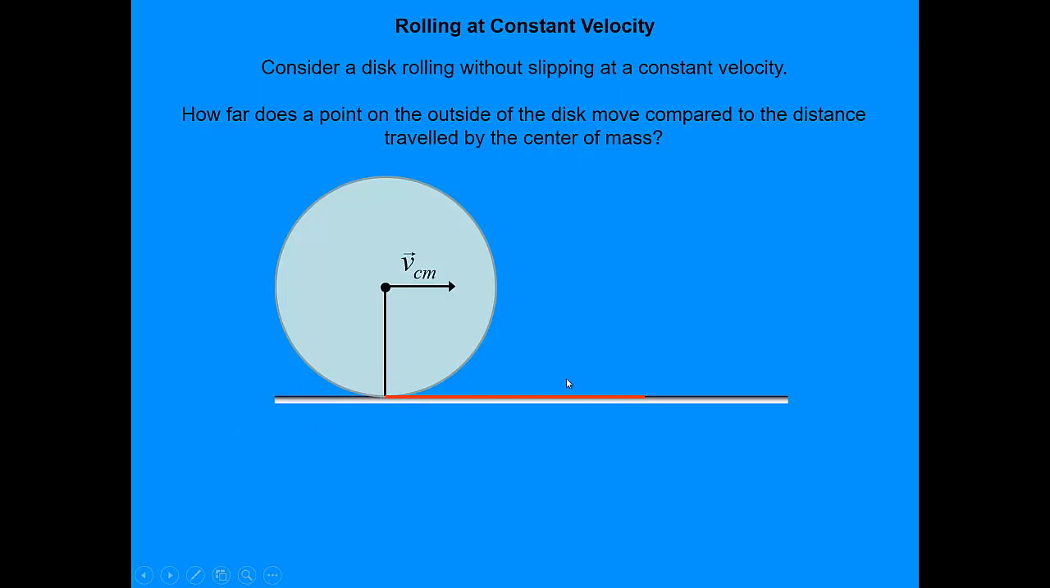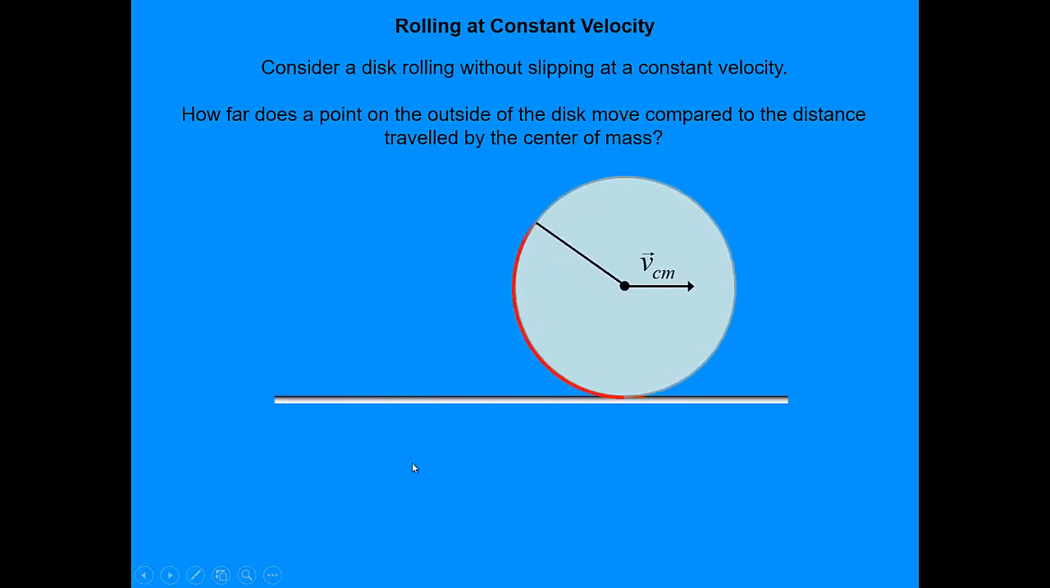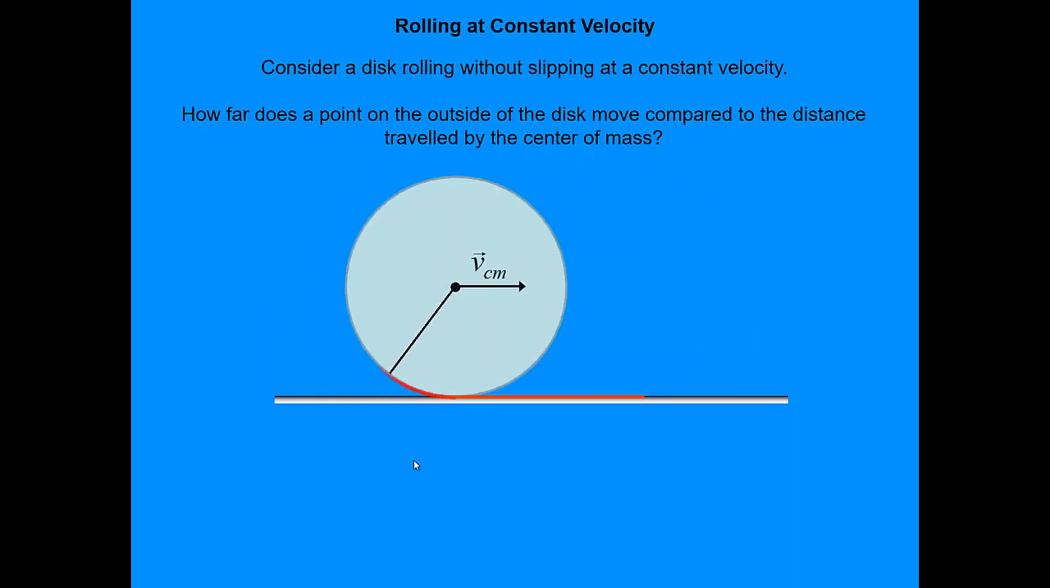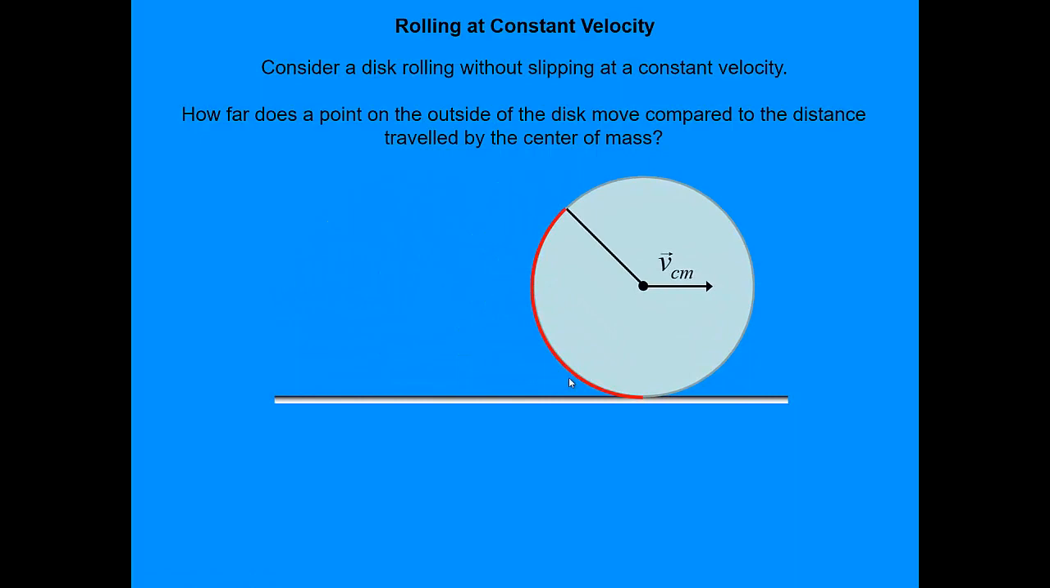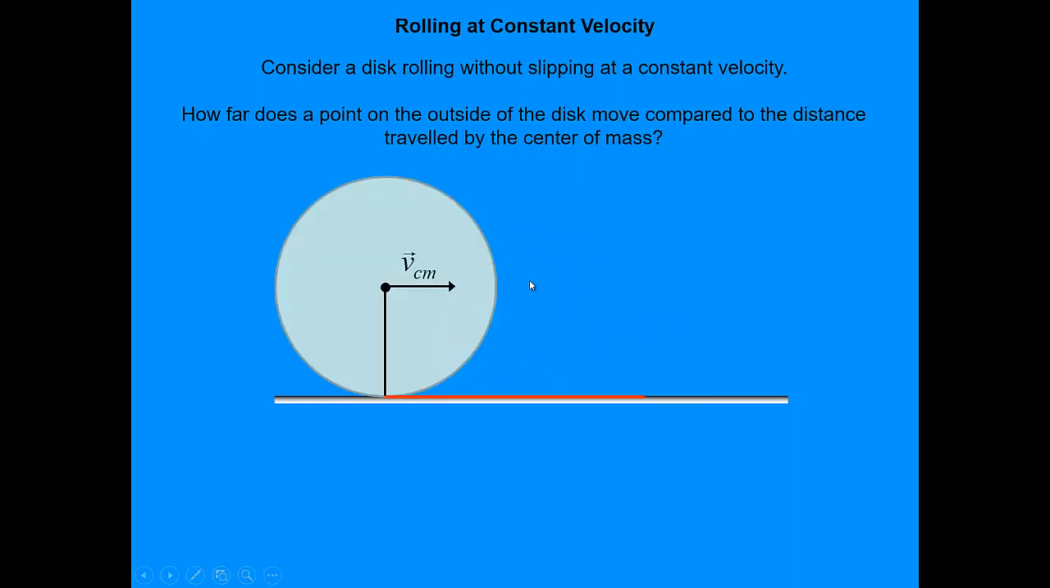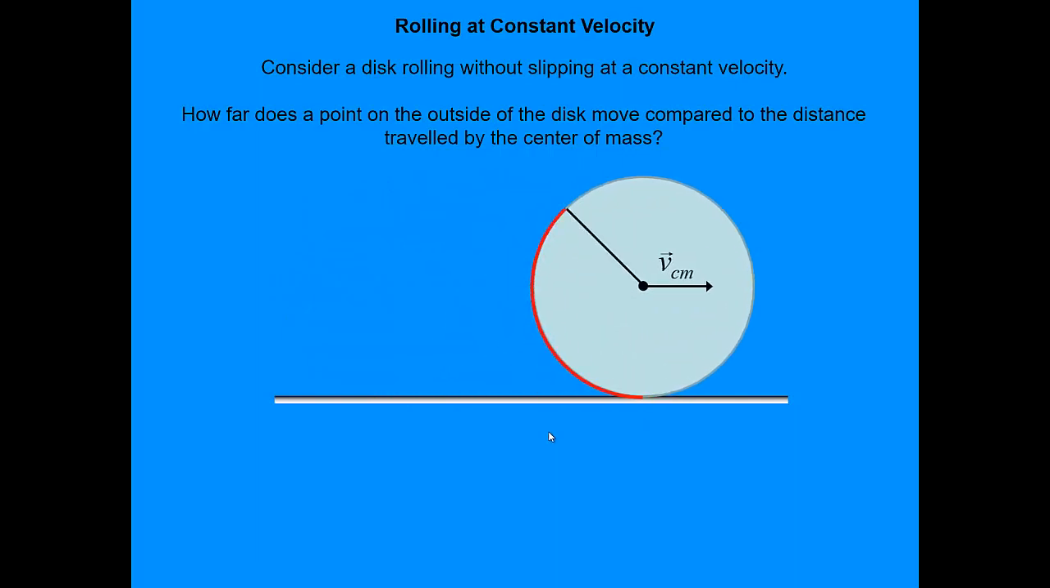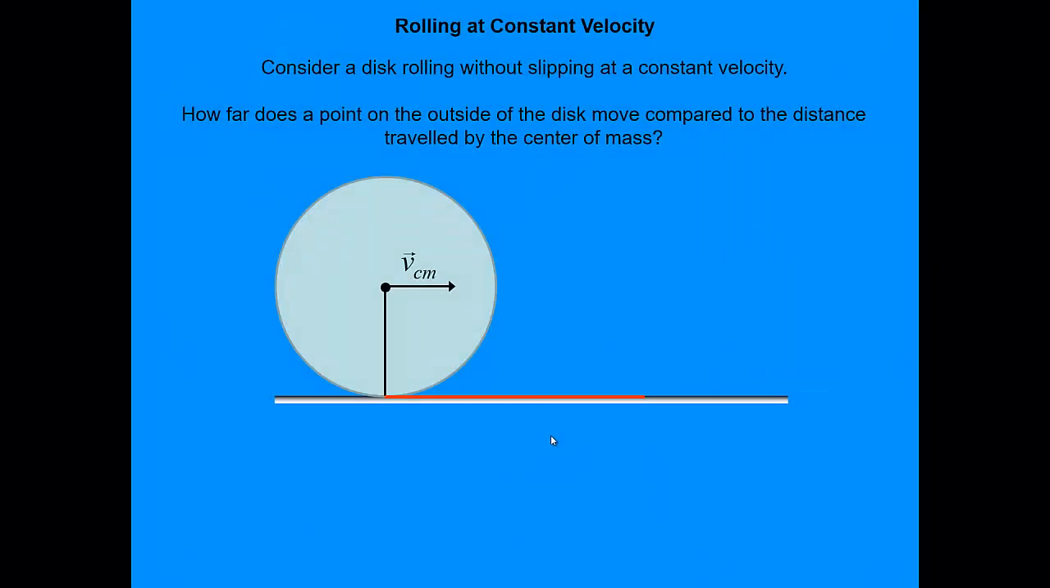So this red line here is how far the center of mass is going to move. Right, it's going to move that far. How far does this point move? Did you see that? Watch that again. Center of mass moved this far. How far did the point on the outside move? Well, let me show you another way of looking at it.